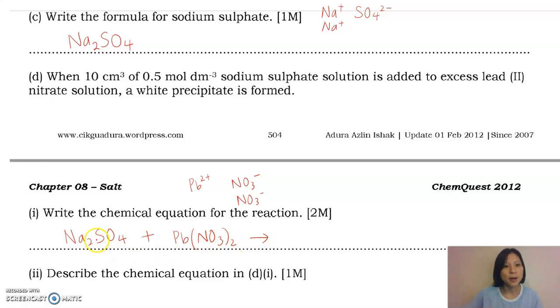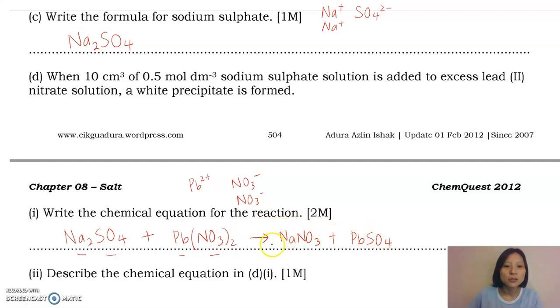And you just change partners. Okay, sodium is a positive ion. You will partner with nitrate, which is a negative ion. So we have sodium nitrate. And this Pb2+ is a positive ion. We will partner with the sulfate ion, which is a negative ion. So you have PbSO4. And you need to balance the equation.